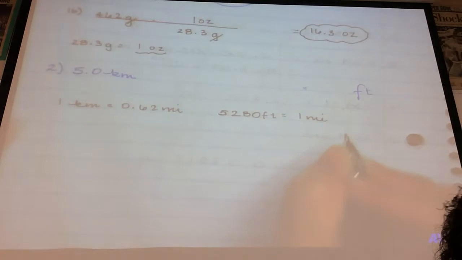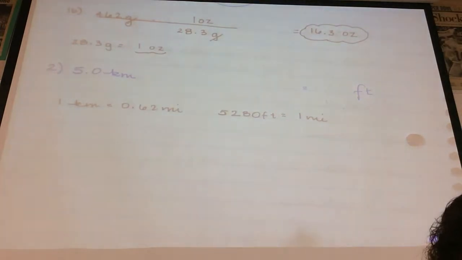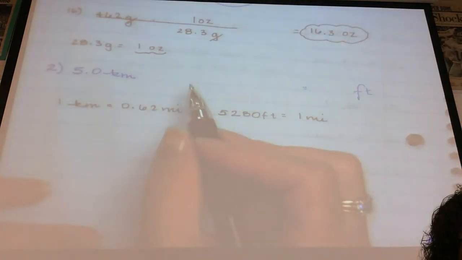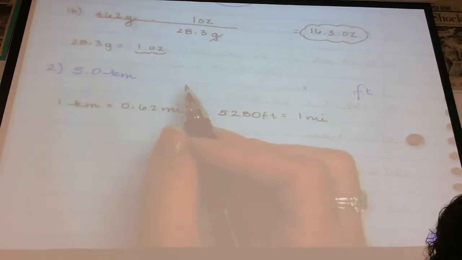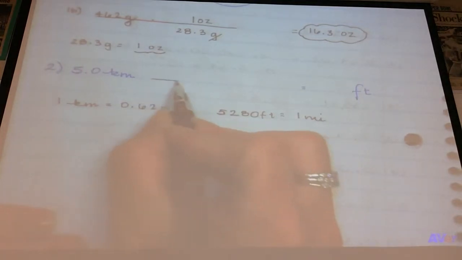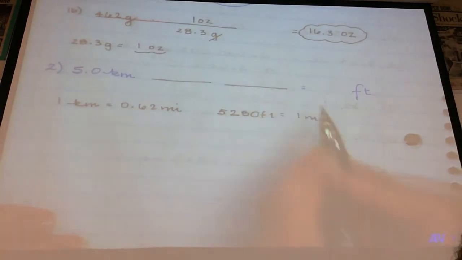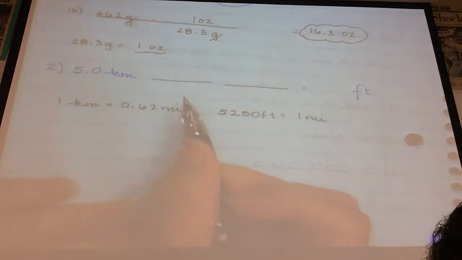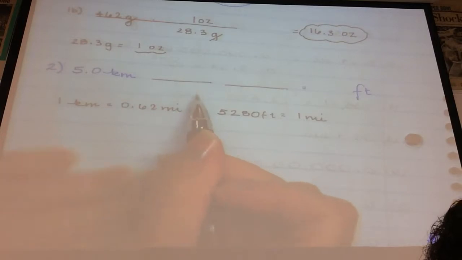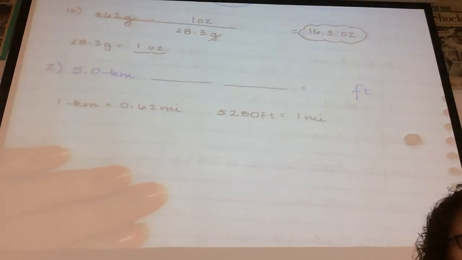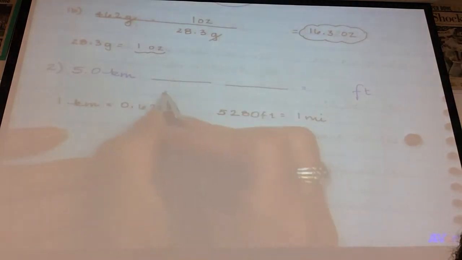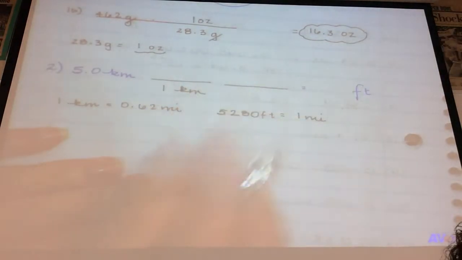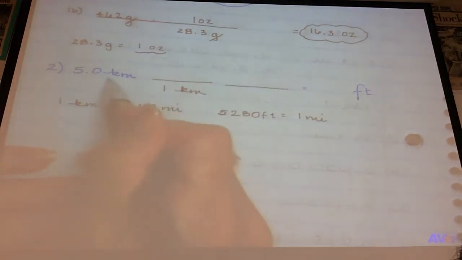All right, so we need two equalities to get there. So how many steps is this going to be? 2. So we're going to need 2 fractions. And what quantity is going to go in the bottom of the first fraction? The 1 kilometer. You got it. Why are you going to put 1 kilometer there? So they can cancel out. Cancel the unit. You got it.